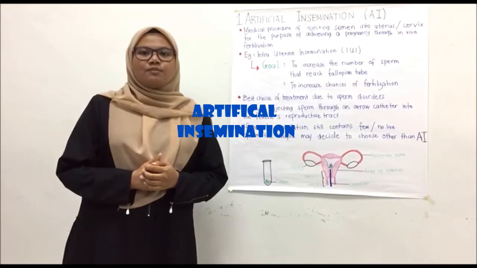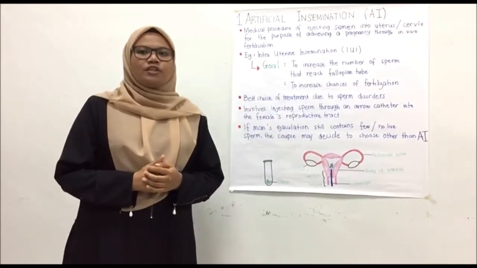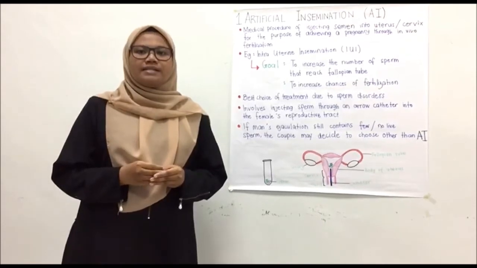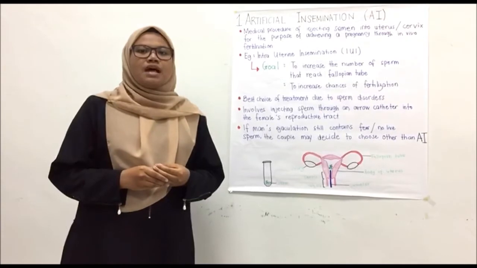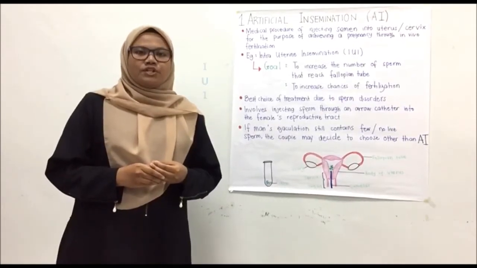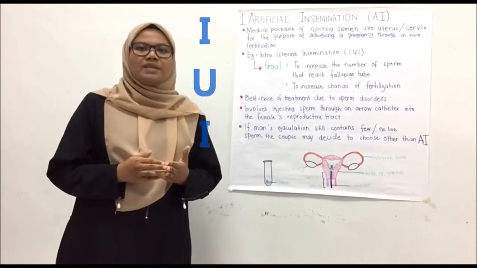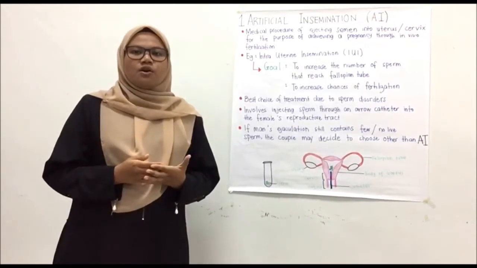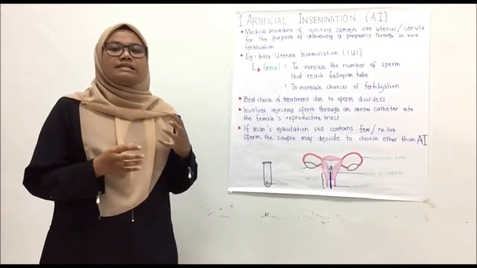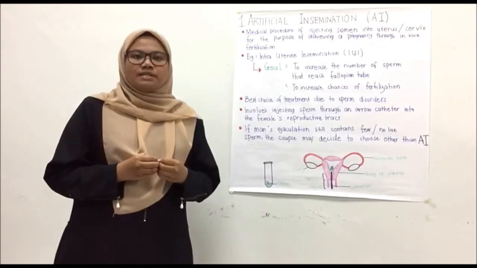It is a medical procedure of injecting semen into the uterus or cervix for the purpose of achieving a pregnancy through in vivo fertilization. For example, intrauterine insemination (IUI) is used to increase the number of sperm that reach the fallopian tube and to increase the chances of fertilization. It is the best choice of treatment for sperm disorder.